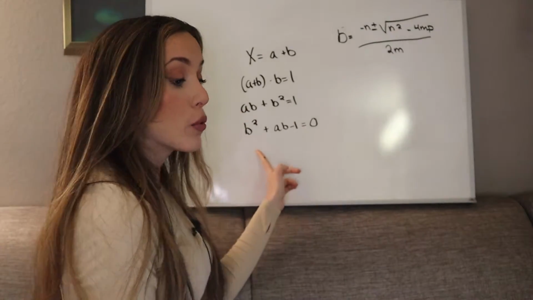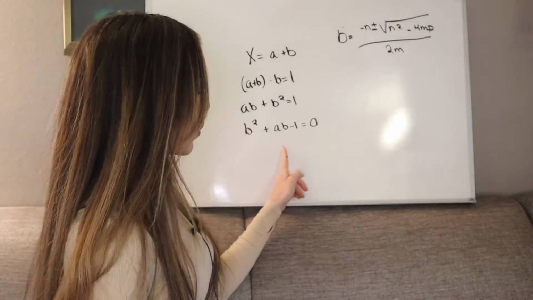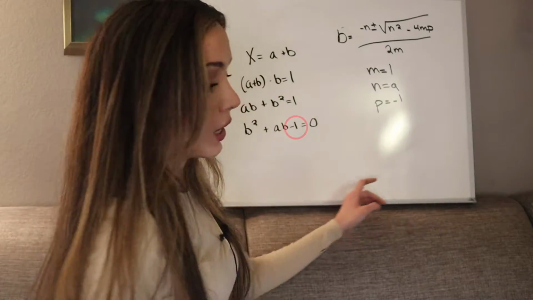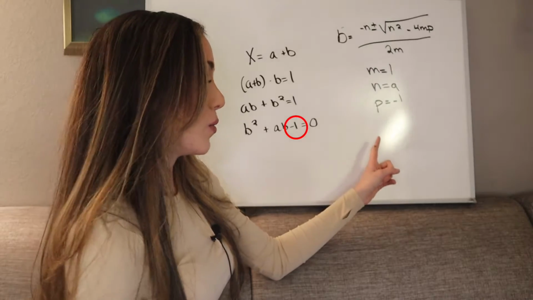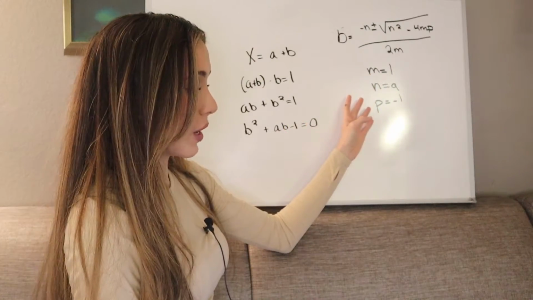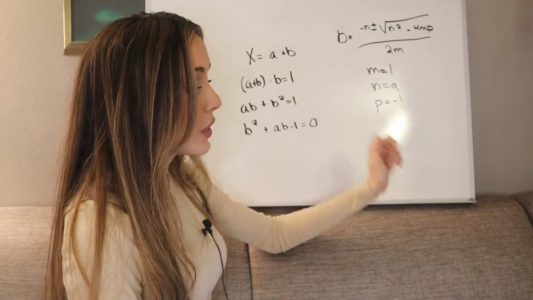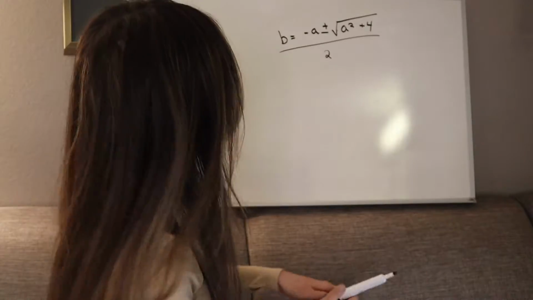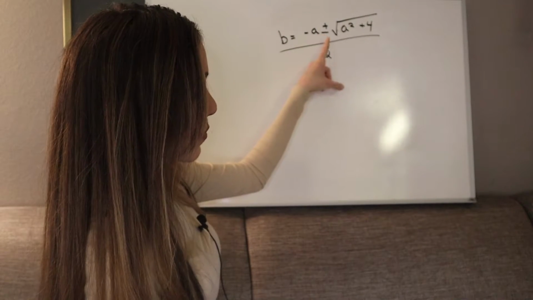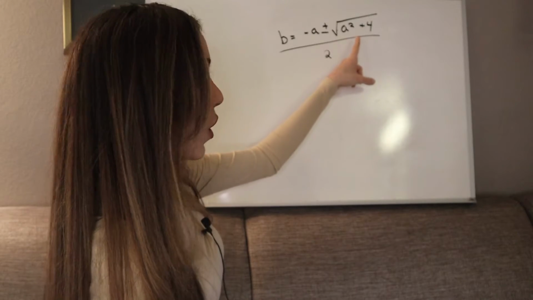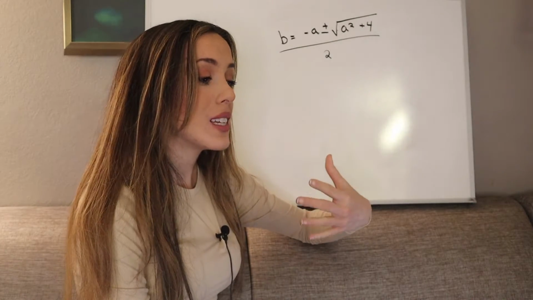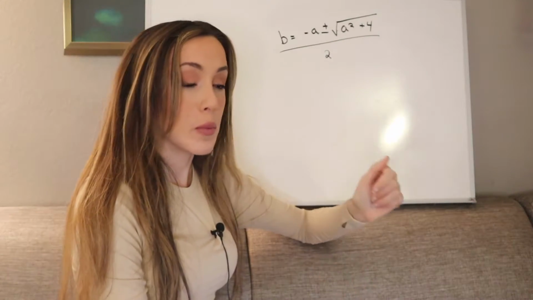If we look at our previous equation, m equals 1. Here, n equals a. Here, p equals negative 1. If we substitute these into the quadratic formula, we get, I'm going to erase the whiteboard so we have more room. b equals negative a plus and minus the root of a squared plus 4 all over 2. Keep in mind, this is the solution for b.